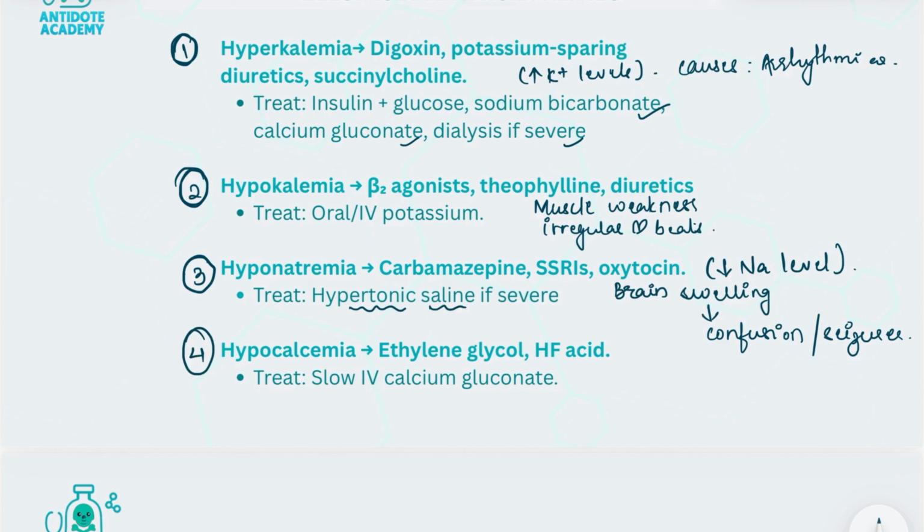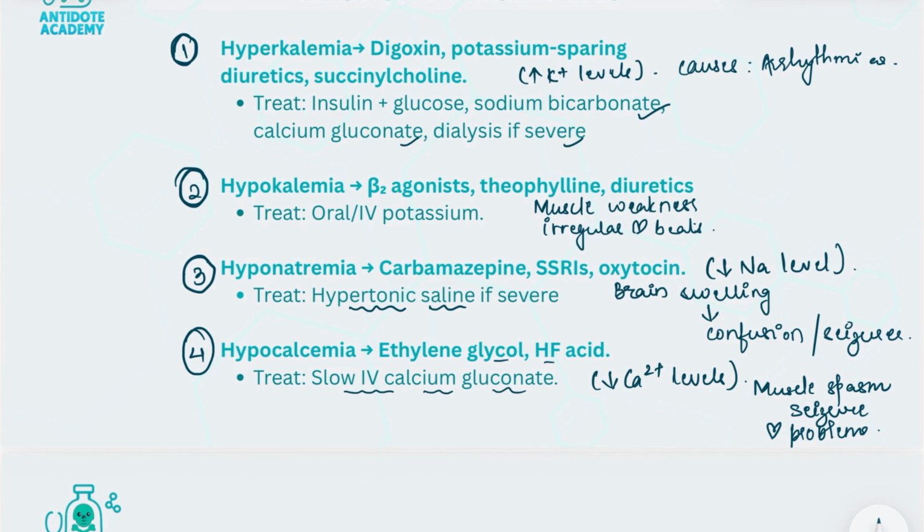And last scenario is hypocalcemia, low calcium levels in the blood. It is caused by ethylene glycol and hydrofluoric acid. What does it cause? It causes muscle spasm, seizures, or heart problems. How do we treat that? We treat it by giving slow IV calcium gluconate solution. Why do we give that? To safely restore calcium.